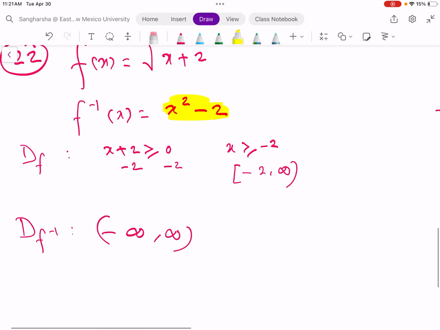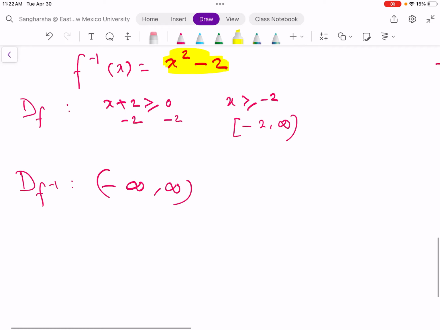Okay, for number 23, we need to find the inverse function. For 24, yeah, you need to find the inverse function. I think I can skip 23 and 24, right? And if you need help, we'll do it tomorrow. So let me skip 23 and 24. Now let's go to number 25.